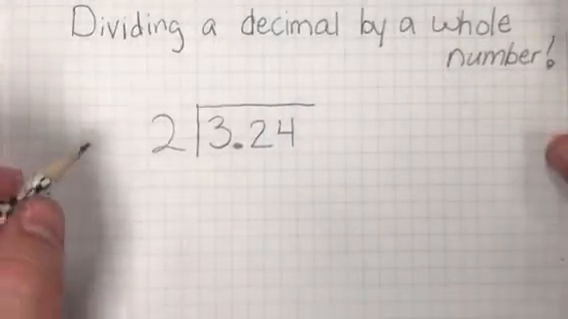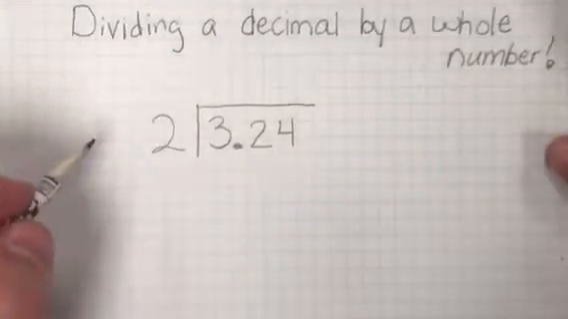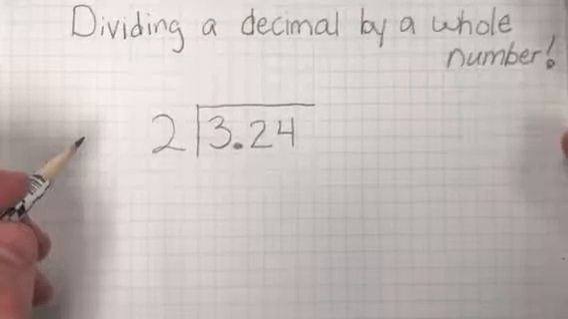Alright, boys and girls, dividing a decimal by a whole number is pretty simple. We just have a couple of steps to follow.